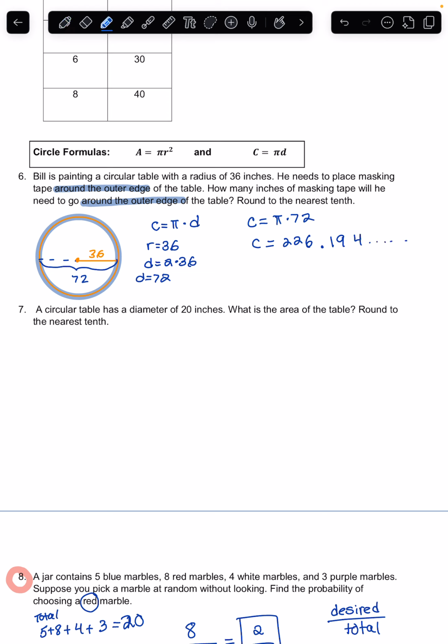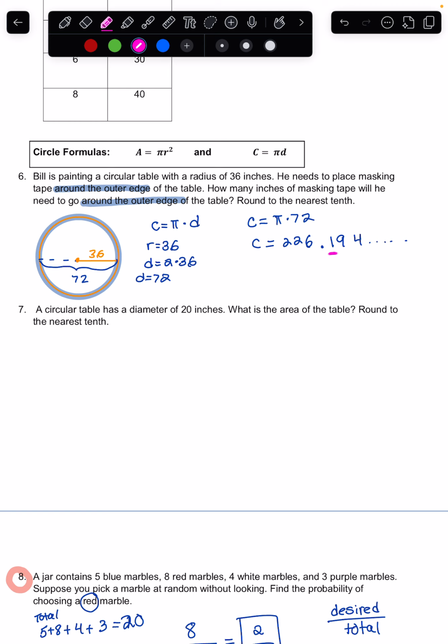And now it wants you to round to the nearest tenth. Tenth spot is the first decimal place. So we look next door, 5 above, we give it a shove. So my final answer will be 226.2 inches. That is the distance around the circle. That is the length of the tape that you would need.